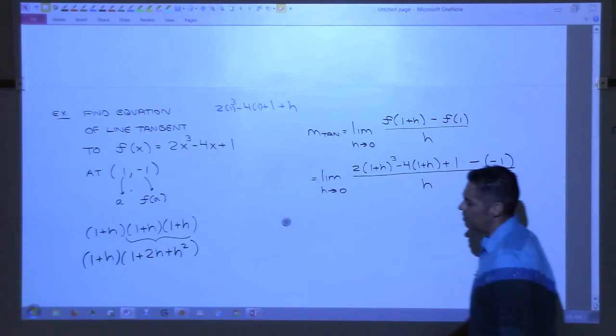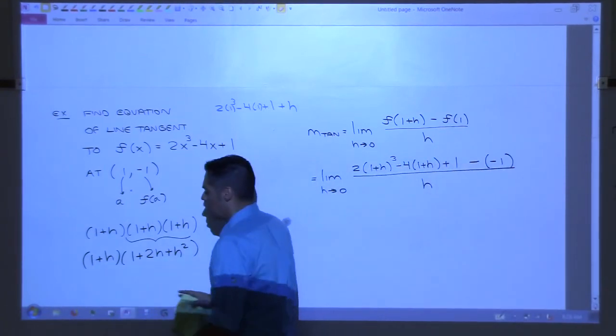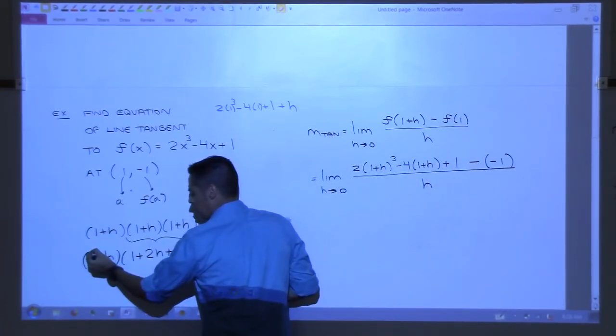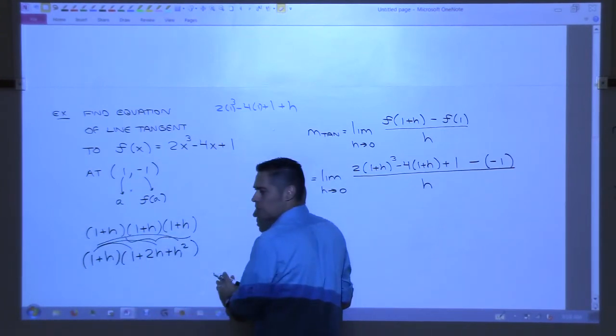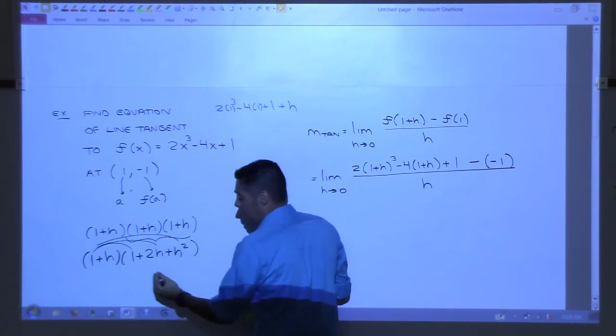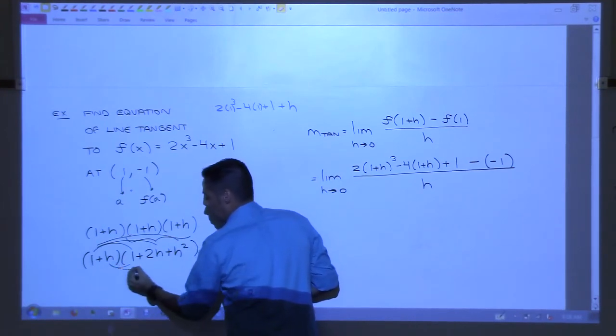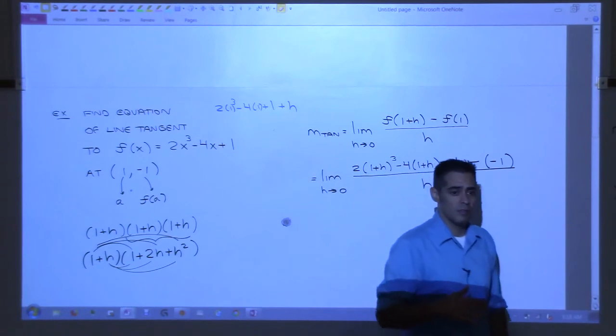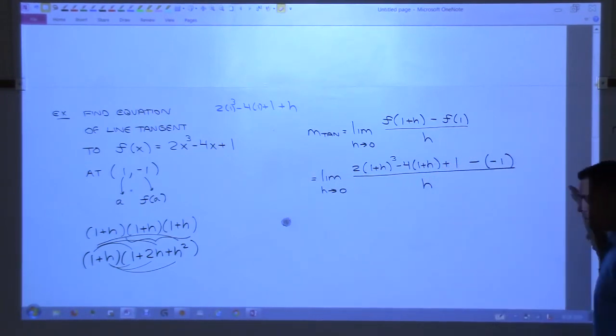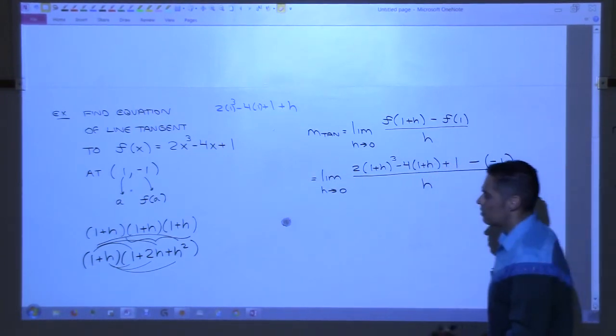Then, to multiply these two together, what you do is you start with the first term, 1, and you multiply it through to all 3 terms. After you do that, you take the h and multiply it through to all 3 terms. So you're going to have a total of 6 multiplications to do here, right? 1 through and then h through. So let's see what we get.